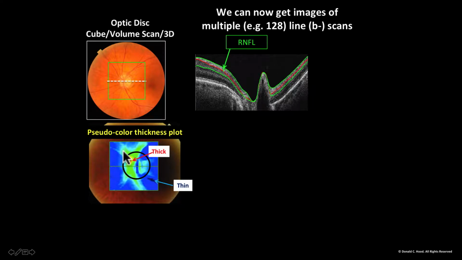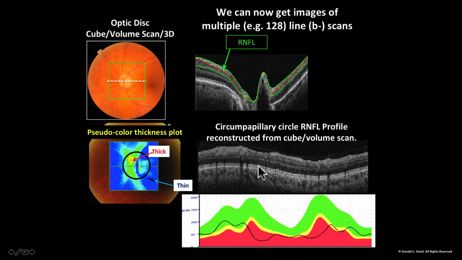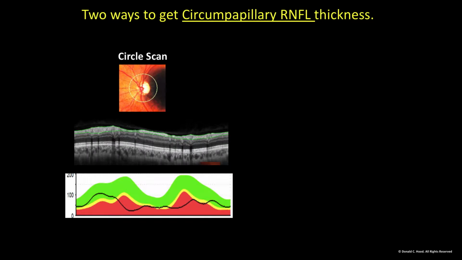You can derive a circle scan from this, right? And that's what the derived circle scan looks like. So this is retinal nerve fiber layer thickness. Instead of scanning this circle, you have a lot of extra information, and you can get the information around the disc as well with this derived circle scan. Right? So there are 2 ways to get circumpapillary retinal nerve fiber layer thickness.